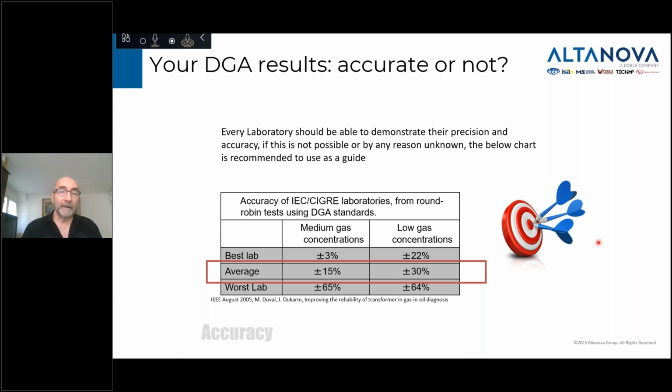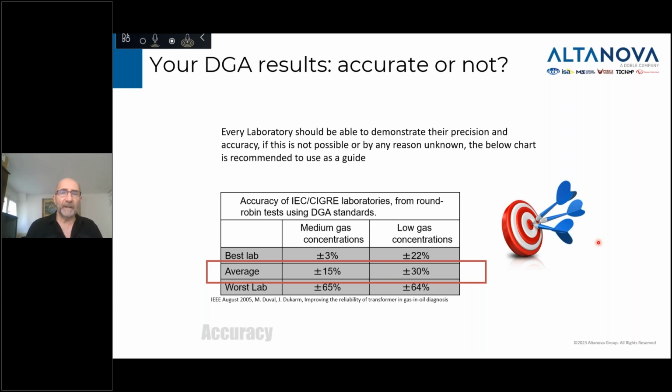Just to show you the impact of having a good lab versus not such a good lab. Years ago, quite a few years ago, IEC did a round-robin test. What they did is they asked labs around the world, around 130 labs, if they would like to be in that study, and almost all of them said yes.